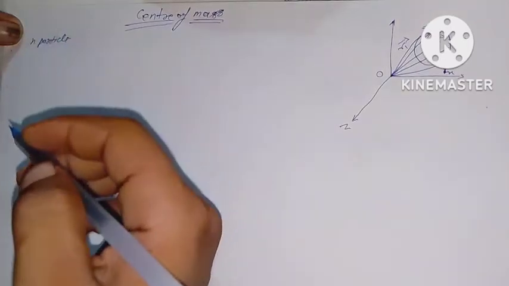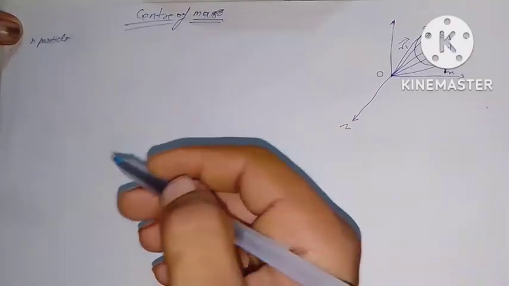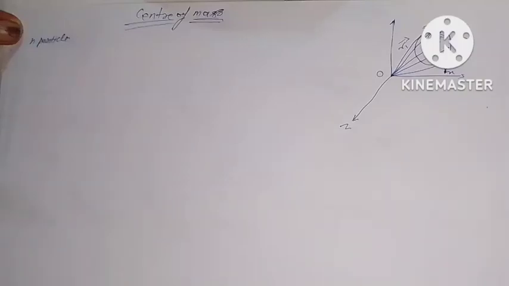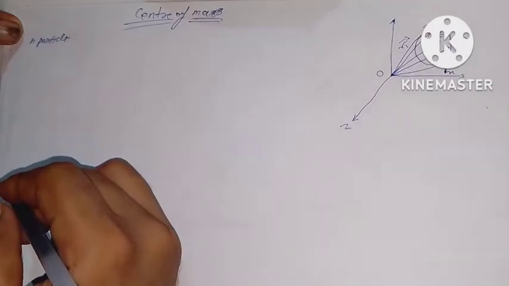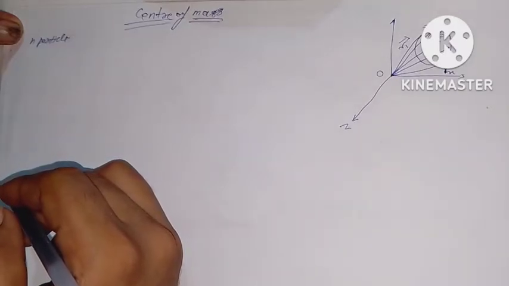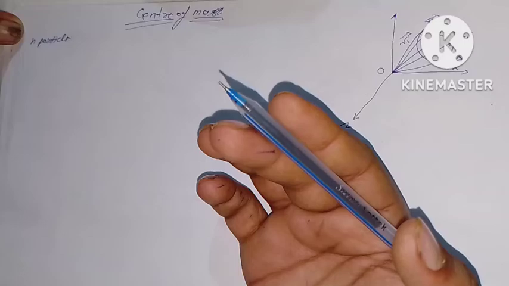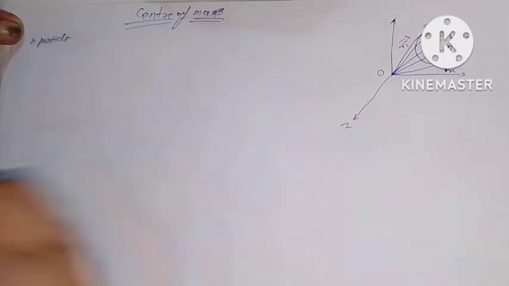There is one point for the system where the entire mass of the system can be assumed to be concentrated. If all the external forces are assumed to act on this point, its motion is similar to that of the system upon which the same external force is acting. The point is called the center of mass of the system.